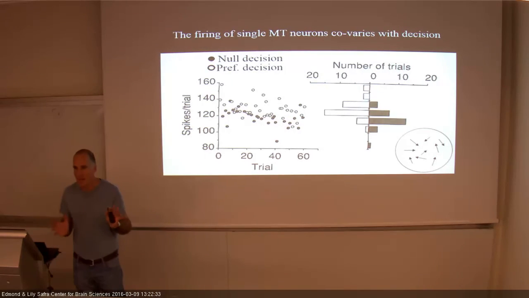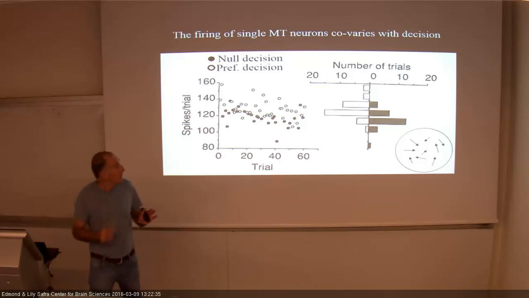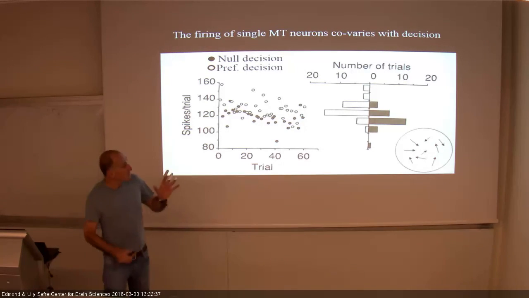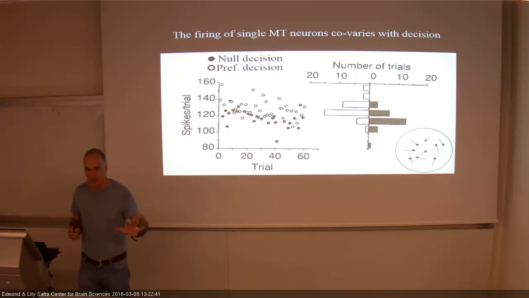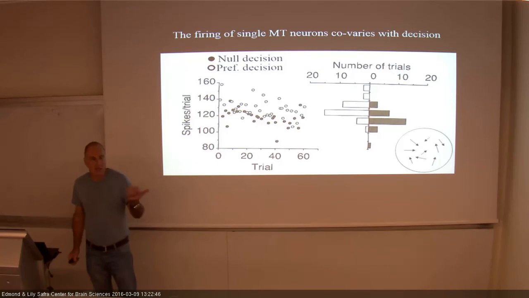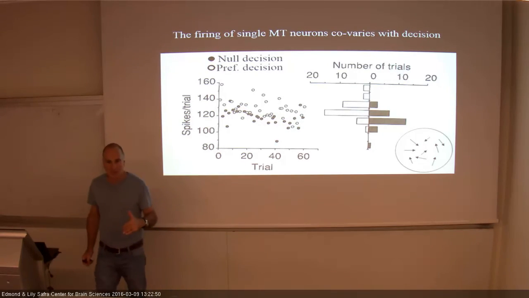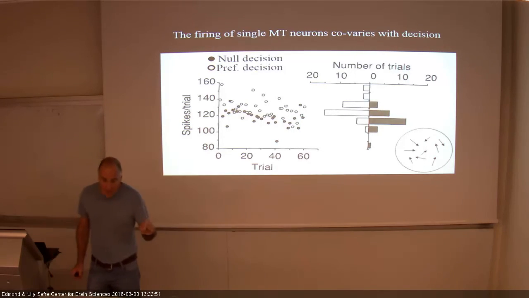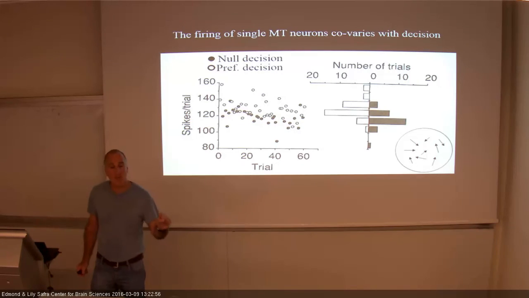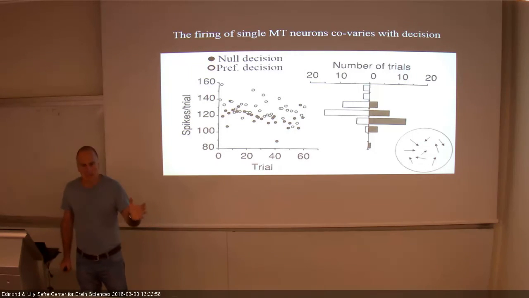I'll mention another interesting fact here. Now, you could use a case in which the motion is completely random. Still, the monkey has to decide: is it upward or downward? Is it in the preferred direction or the null direction? And the monkey will decide. The question is, at the same time you're recording from the neuron, you can ask what happens to the neuron.